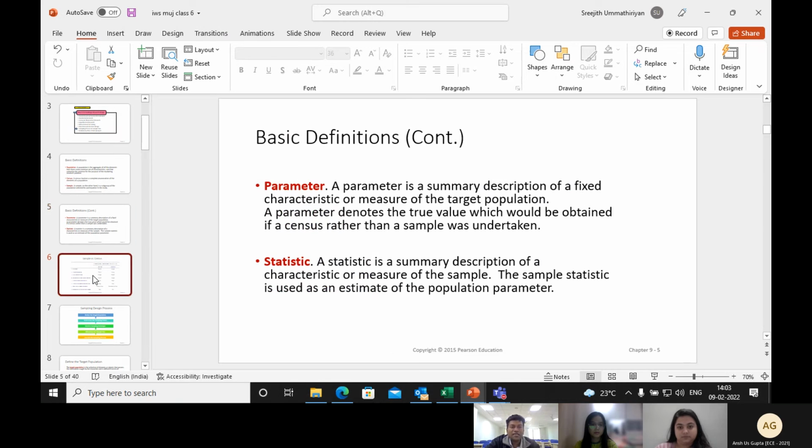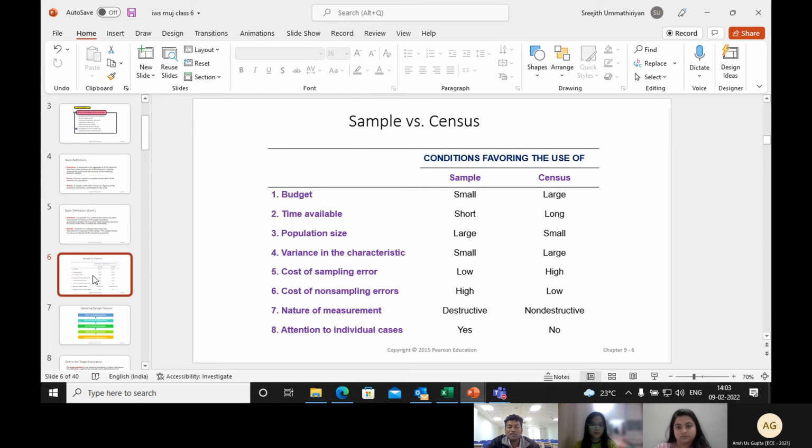Now, quickly, a few questions about what a sample and a census are.